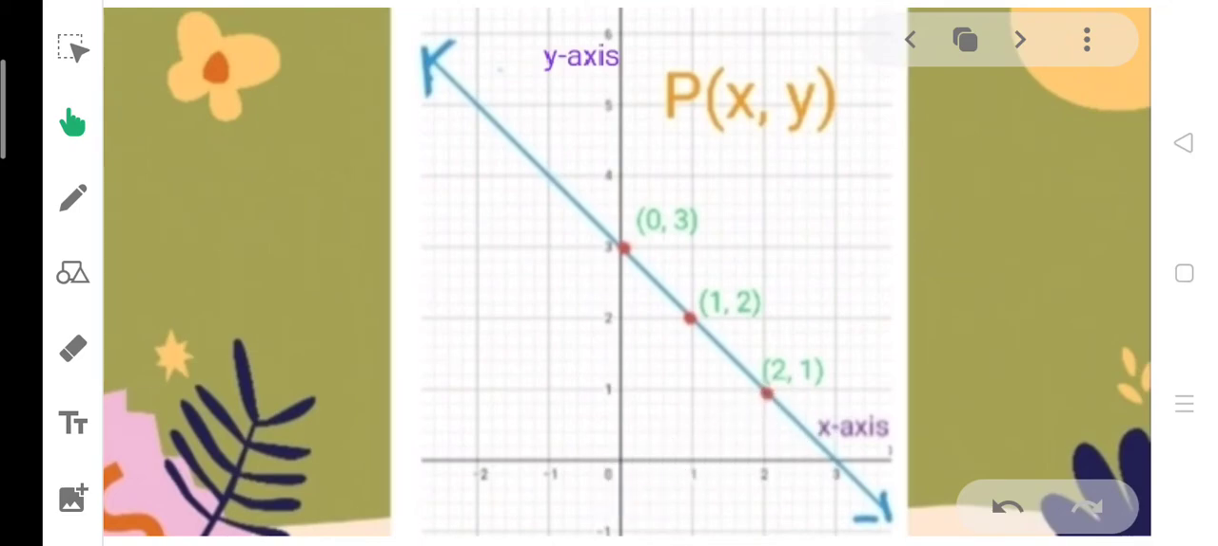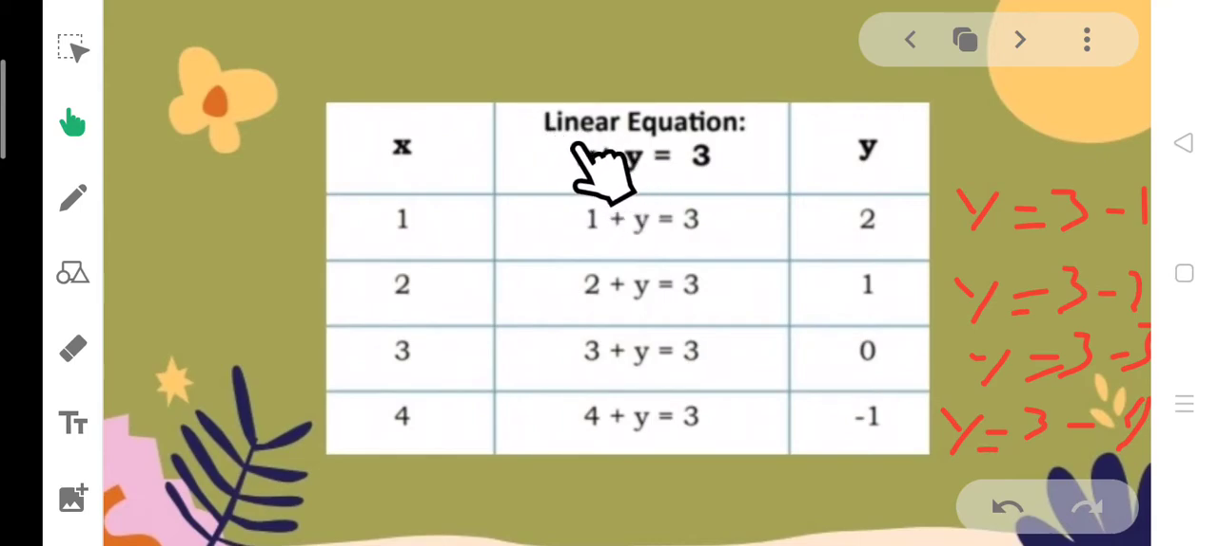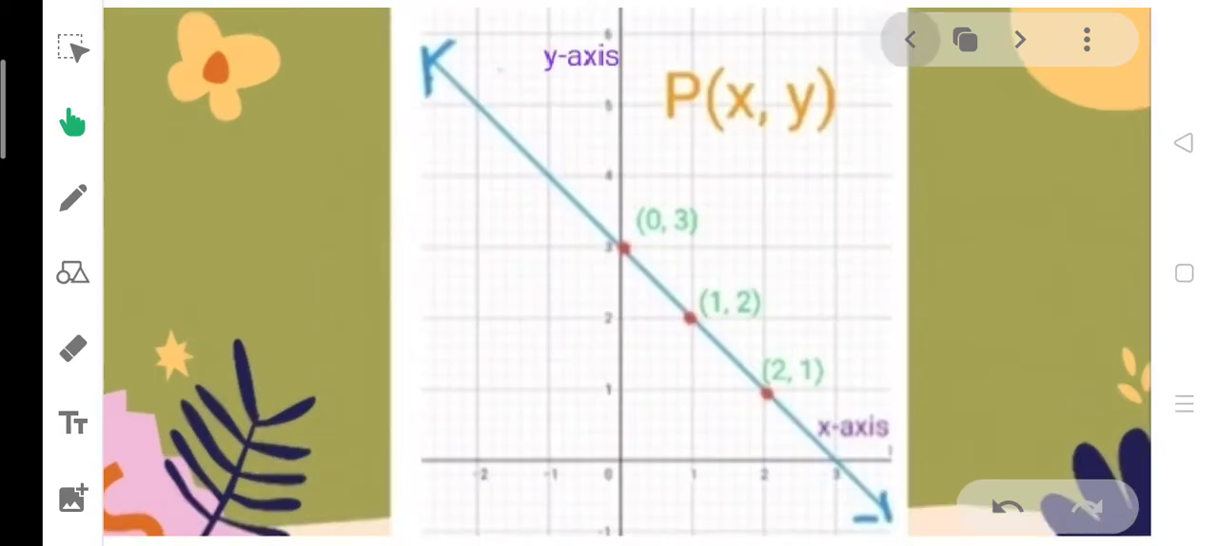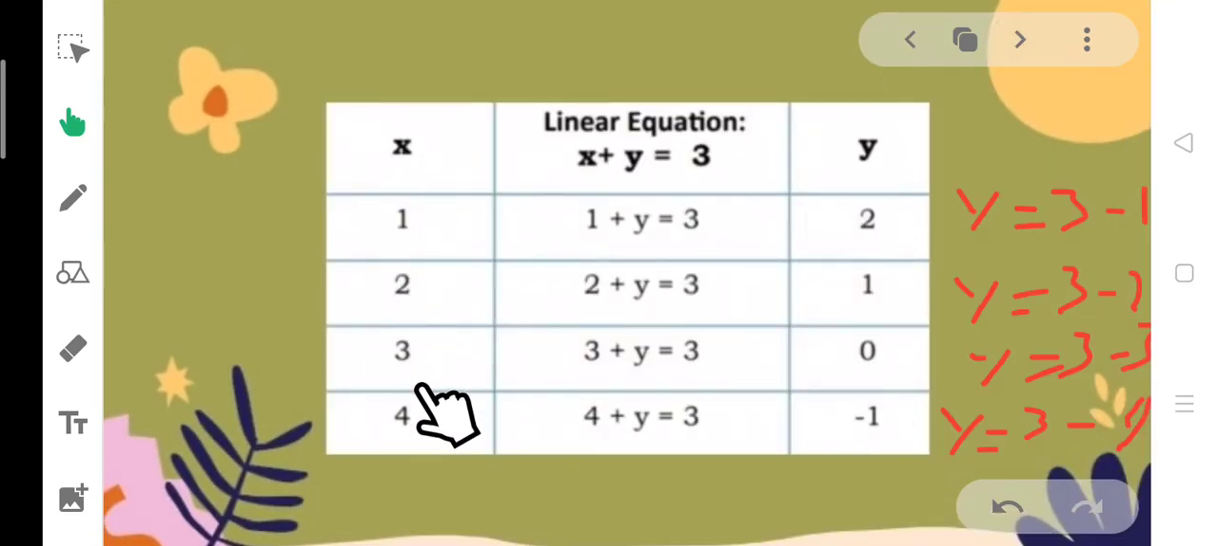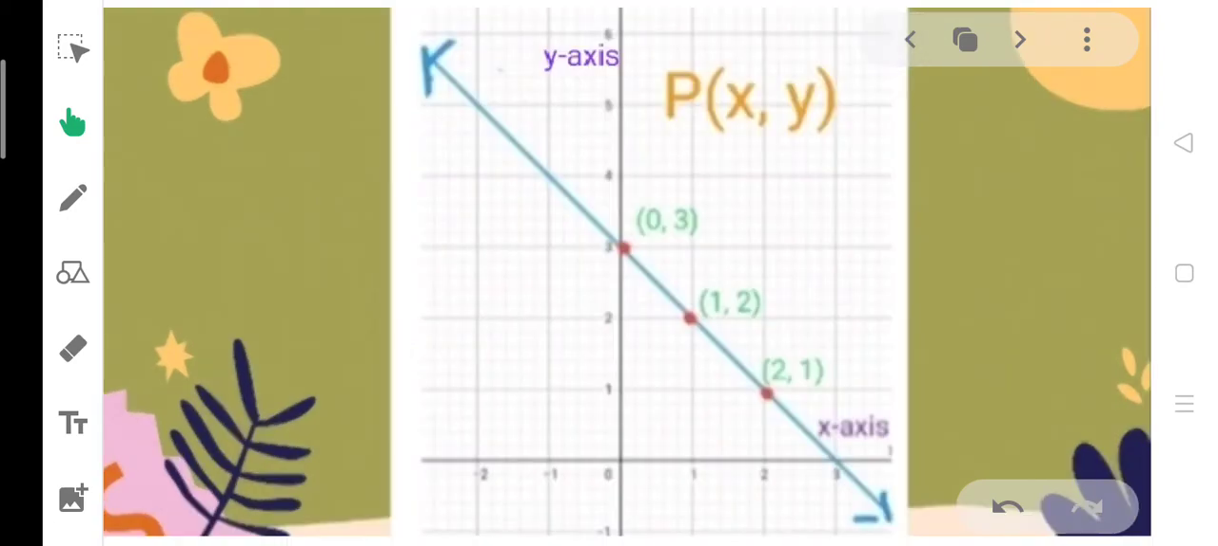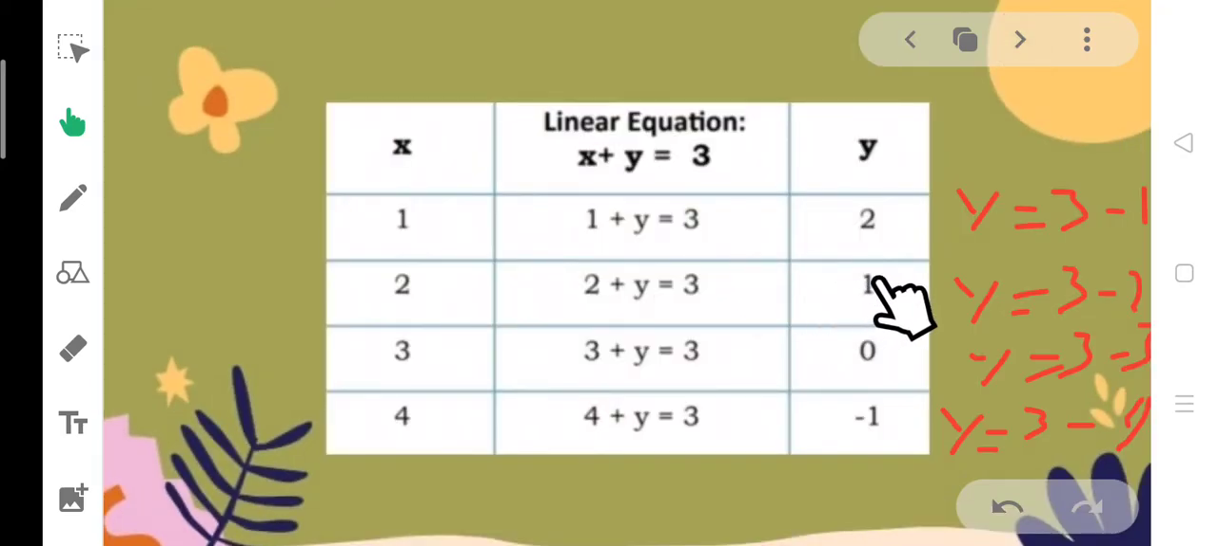And then, when x is 0, if we put 0 for x, that becomes y is equal to 3. So, if x is 0, y is equal to 3. Since all numbers are possible values of x, if we substitute numbers less than 1 and greater than 4 for x, we can solve the corresponding values of y. The values of y continue to decrease, as you can see here. If we increase the values of x, the values of y decrease.